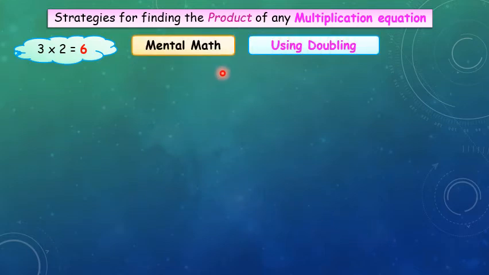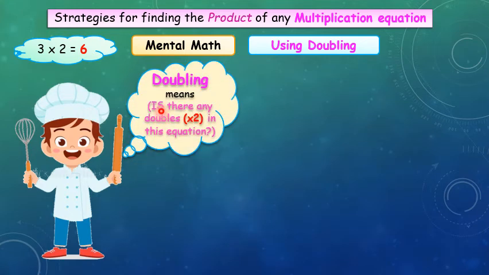mental math strategy. We have doubling, using doubling. Here we have 3 by 2. Is there any doubles in this equation? Doubles mean by 2, like the doubles we learned before in primary 2. 1 plus 1 equals 2, 2 plus 2 equals 4, 4 plus 4 equals 8, and so on. Okay? Now, 3 by 2 equals what?